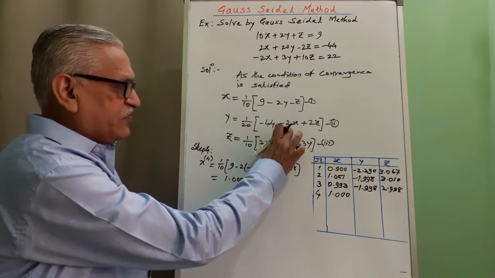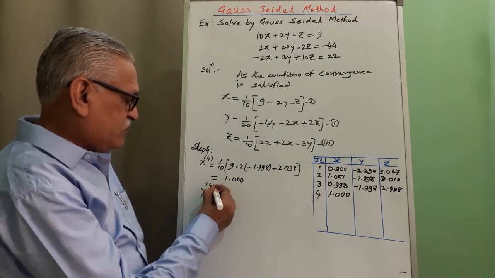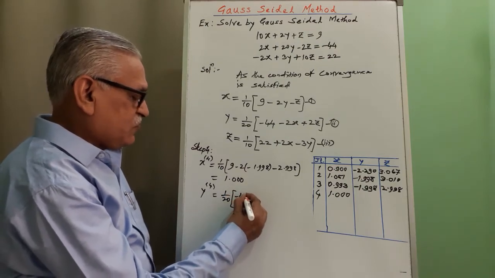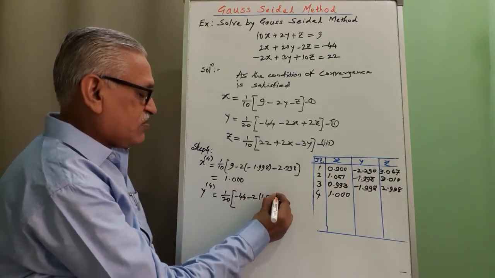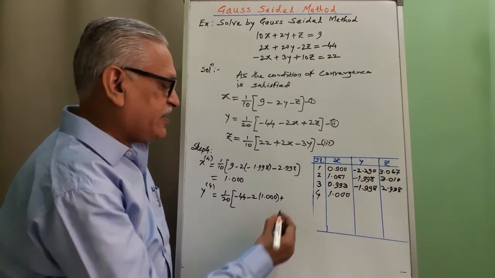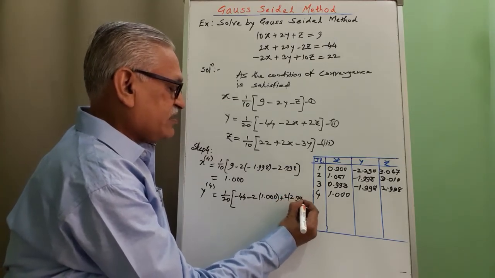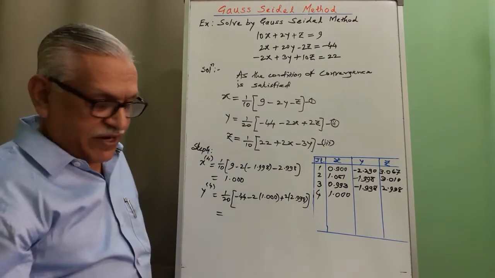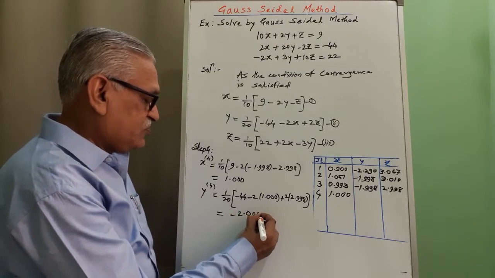Then using it here in equation 2 to get a new approximation for y4 as 1 by 20 times minus 44 minus 2 into x. X is 1.000 and plus 2z. The latest value of z is 2.998. Therefore 2 times 2.998. Performing the calculation, minus 2.000.